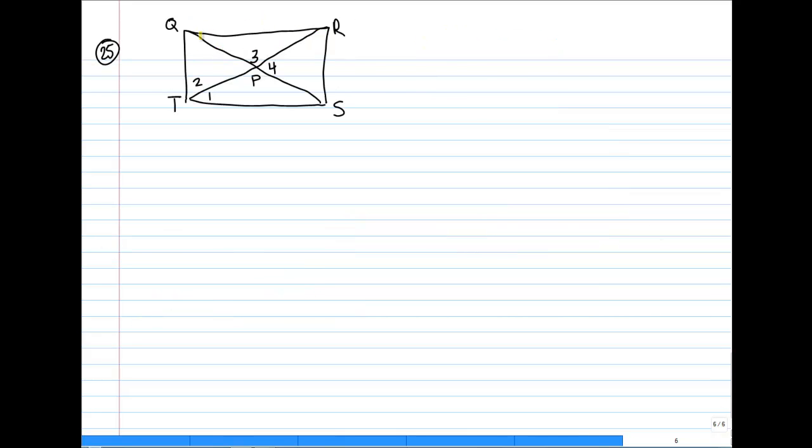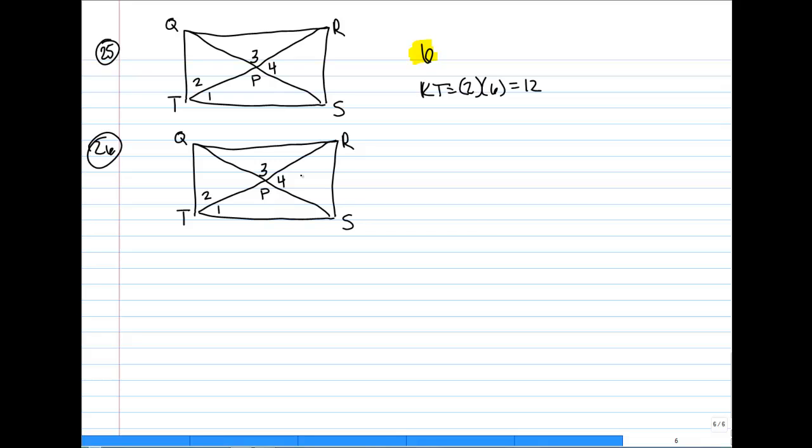25 says QP is 6. Find RT, this whole thing. So don't forget that the two diagonals are equal. So RT is equal to 2 times 6, which is 12. Or 26. QT is 8. Find RS, which is, of course, just 8.